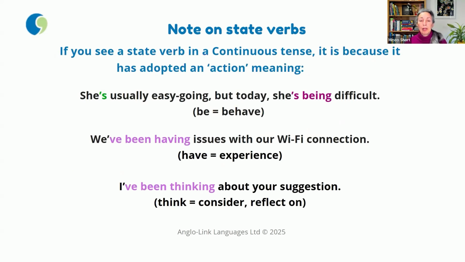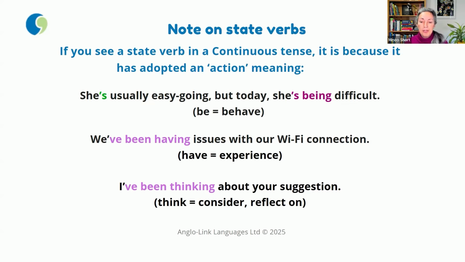Right. Now, if you ever see a state verb, the ones that we have just mentioned, in a continuous tense, it is because it has adopted an action meaning. So let's look at these examples. She is usually easygoing. She is, that's a state, so it's in the simple form. She is usually easygoing, but today she's being difficult. Here, be has lost its state meaning, and now it has replaced the verb behave. Here, be means behave. She's behaving in a difficult manner.